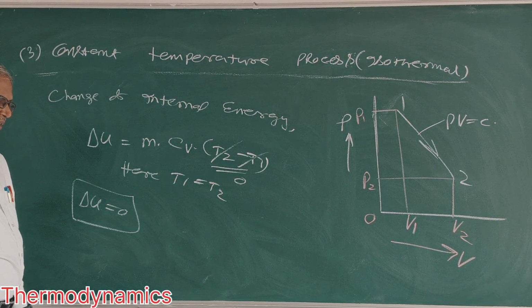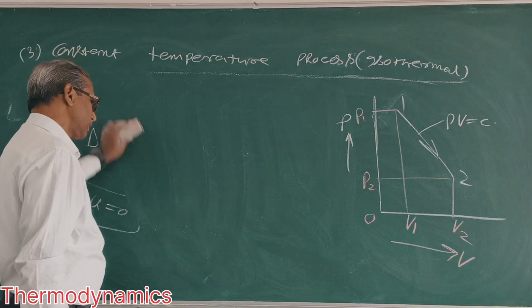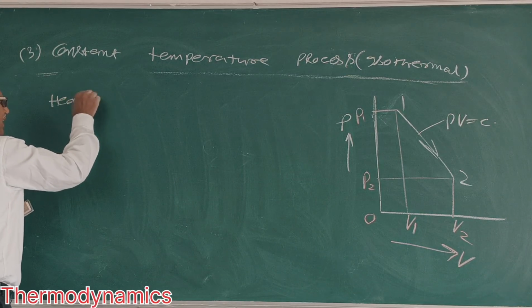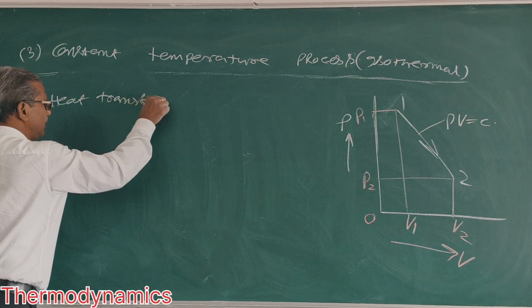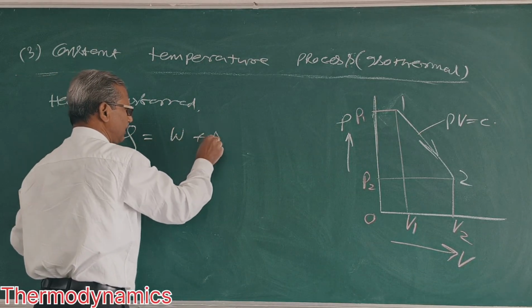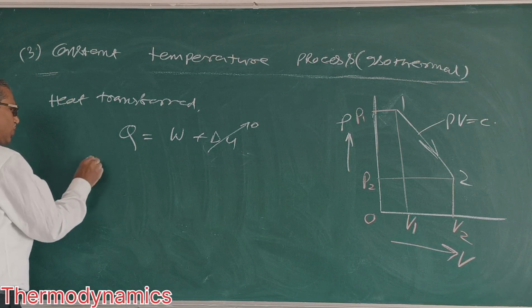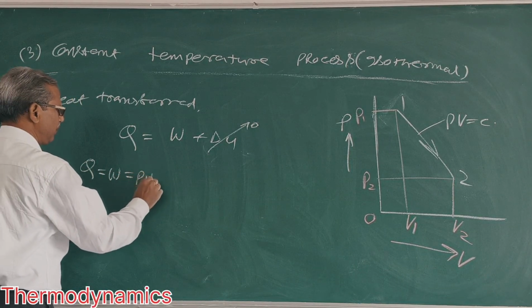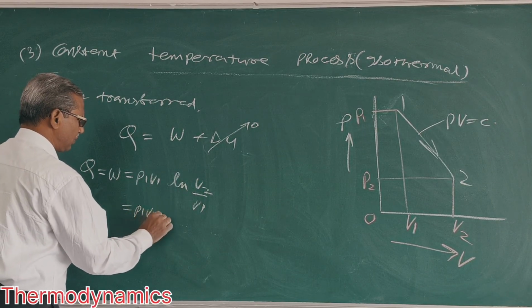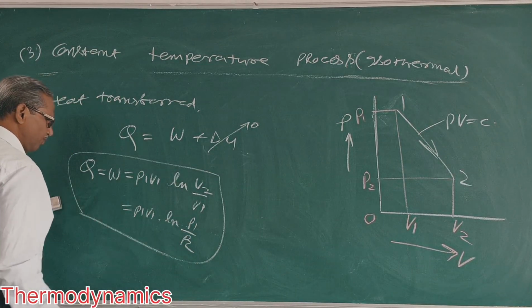Next, heat transfer. Q. What is Q? W plus delta U. This is 0. So Q is equal to W, means P1 V1 ln V2 by V1 or P1 V1 ln P1 by P2. This is heat supplied.